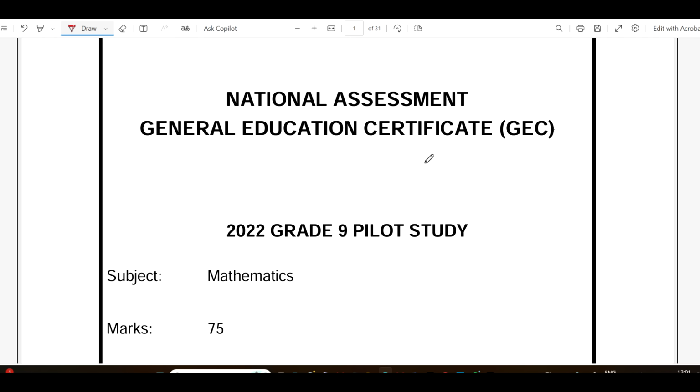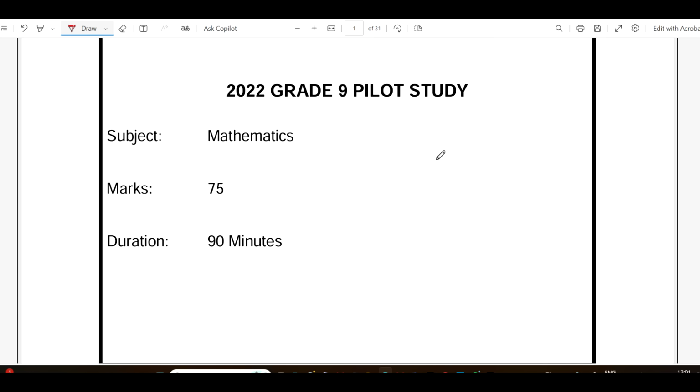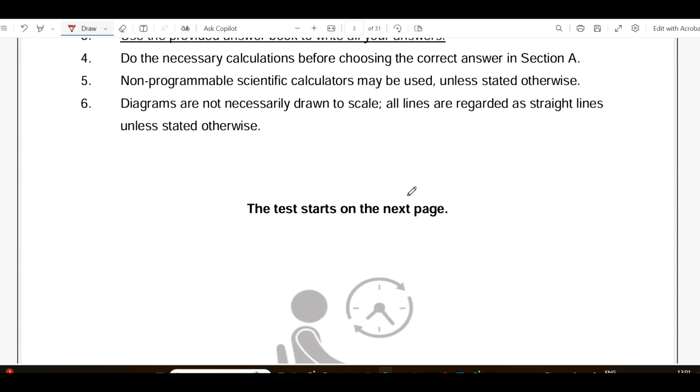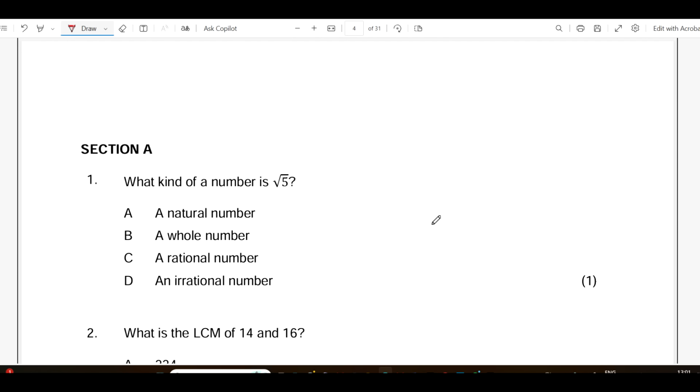Okay, before wasting any more time, please let's get started with our question for today. This is the grade 9 2022 November GEC question paper. Please use this question paper to prepare for your November 2025 exam. Let's get started with our lesson for today.